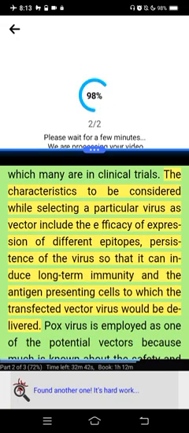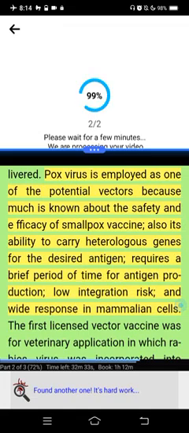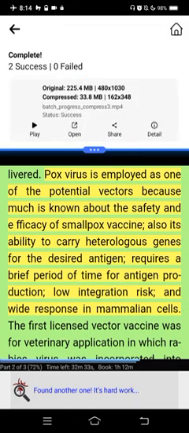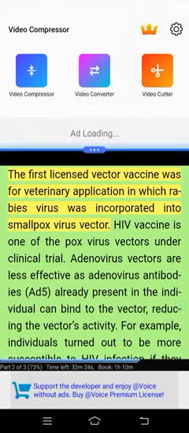Pox virus is employed as one of the potential vectors because much is known about the safety and efficacy of the smallpox vaccine. Also, it can carry heterologous genes for the desired antigen, requires only a brief period of time for antigen production, has low integration risk, and gives a wide response in mammalian cells. The first licensed vector vaccine was for veterinary application, in which rabies virus was incorporated into a smallpox virus vector.